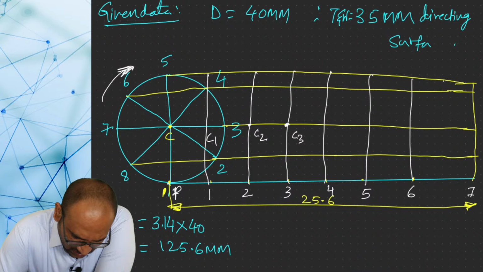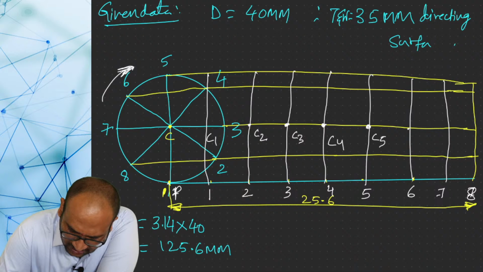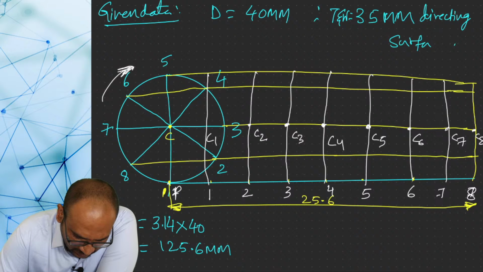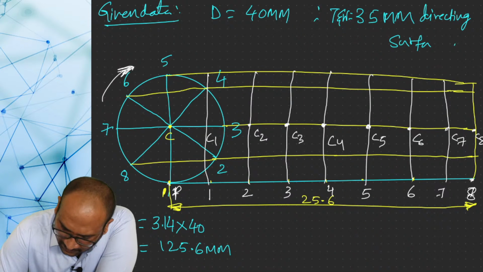And next, the circle is moving from 3 to 4 distance, and the center also changes from C3 to C4. Next, the circle is moving from C4 to 4 to 5, the center is changing from C4 to C5, like this, C6, C7 and C8. Okay, the circle is moving, my circle position starts from this point and ends at this point. Now, this is the starting point and this is the ending point.